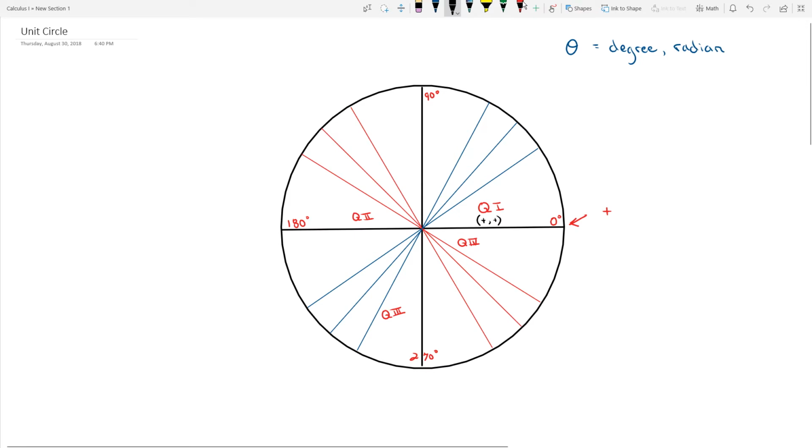For quadrant 2, y, or sine of theta, y along the north and south pole, I guess you could say, is going to stay positive, but of course our x is going to be negative. Quadrant 3, they are both negative. And in quadrant 4, only y is negative. So with that information, we should be able to fill in the rest of this.